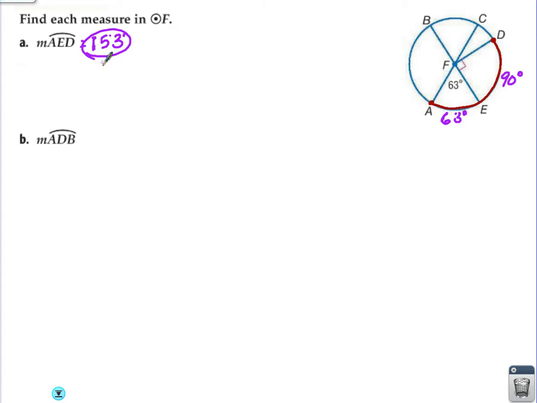Now let's do the measure of arc ADB. A to D to B. That's a major arc. Good job. We have 63 and 90, but we've got some missing angles there. How are we going to do that? Which one's 90? Perfect. BCD is also 90 degrees. Do y'all see that? This arc will be a 90 degree arc.